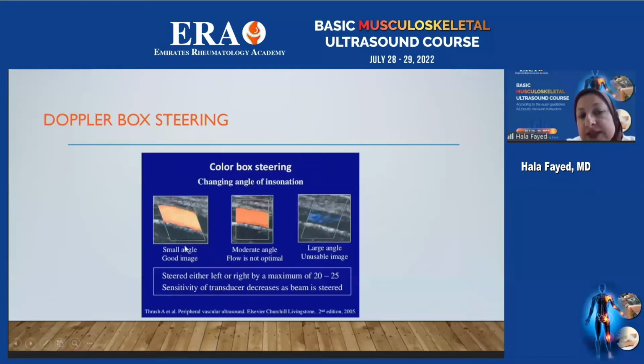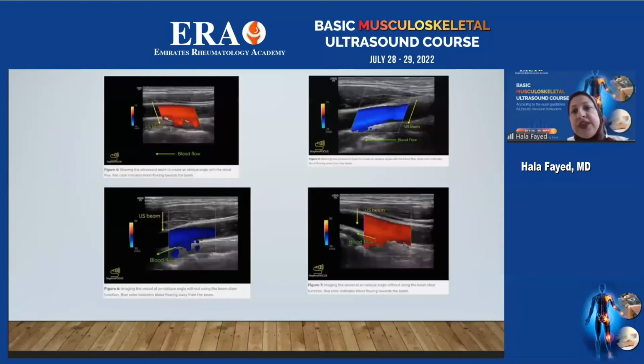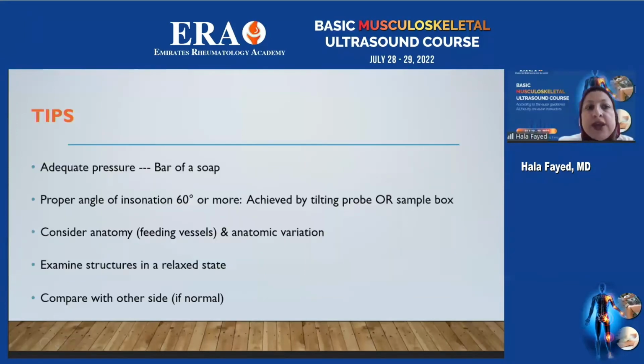If we have a small angle, as we said, 60 and less, we have a good image. And if we have a large angle, we'll have a bad image. And here are examples of the steering. Minimal steering gives a good image, but if we increase the obliquity, we can get artifacts, and we can get a bad image.